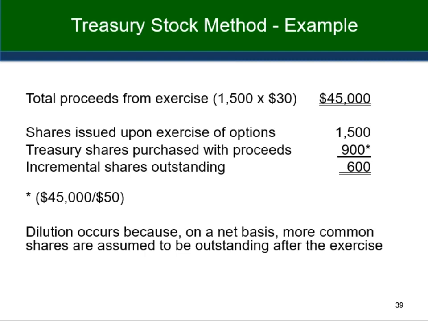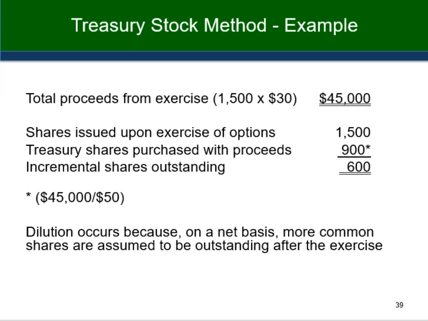The shares issued on the purchase of the option is 50. We issue 1,500 new shares as a result of the options, and then we use the proceeds to buy back shares on the market at $900. So we buy them for Treasury, not issue them out of Treasury.